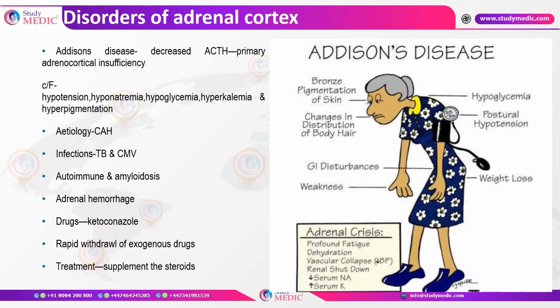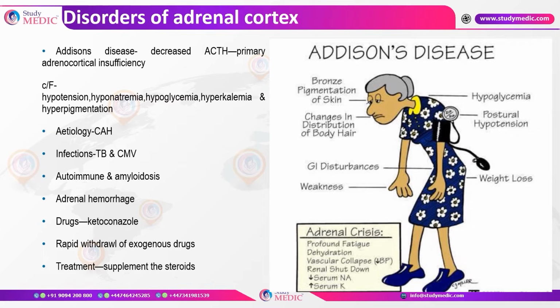Two important disorders that you need to know about the adrenal cortex are Addison's disease and Cushing's. Addison's is basically a deficiency of hormones released by the adrenal cortex. So you will have low mineralocorticoids, low glucocorticoids and fewer androgens also. The clinical features: there will be hypotension, hyponatremia, hypoglycemia, hyperkalemia and hyperpigmentation. If you remember the picture of a very frail lady with hypoglycemia and hypotension, you will remember Addison's disease very nicely.